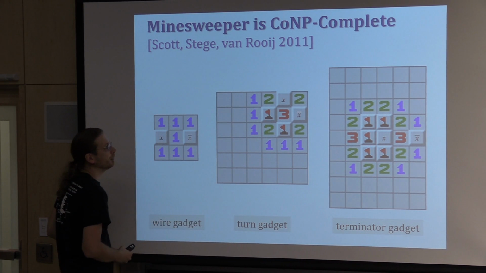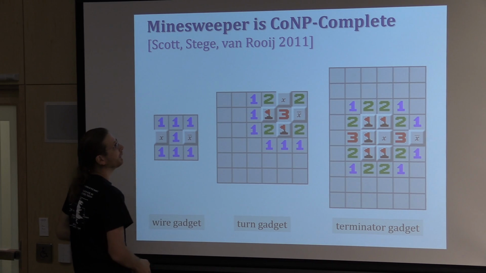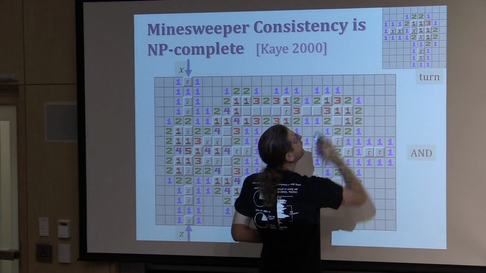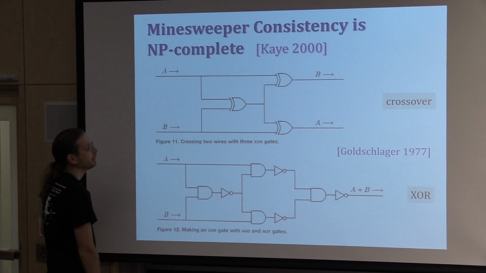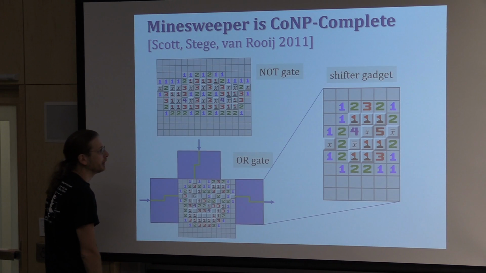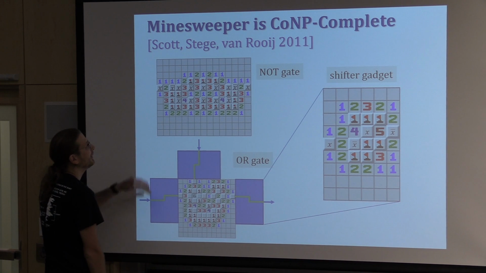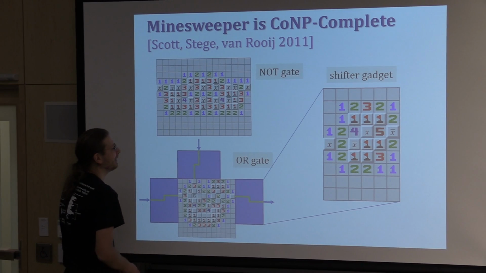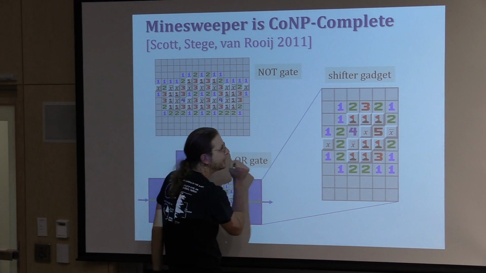Pretty similar to before, but now checking that everything has equal number of x's and x bars. I think this turn, for example, well, that one happens to be balanced, but some of these gadgets are not balanced. This one almost certainly. Okay. So in this case, they construct a NOT gate and an OR gate, and then they also build a shifter. This is a different kind of shifter.